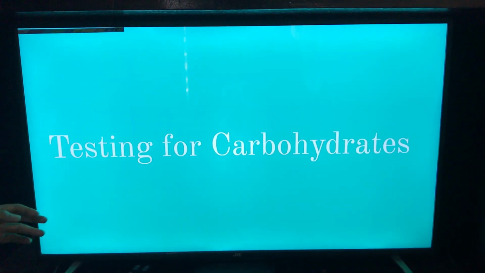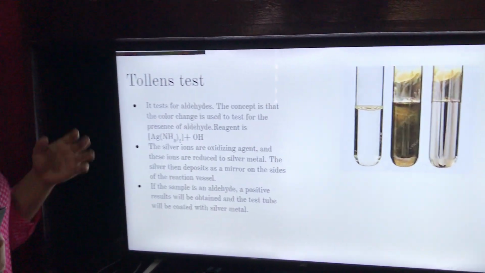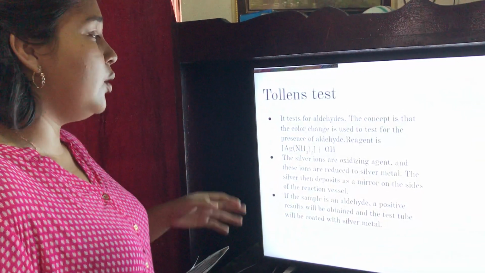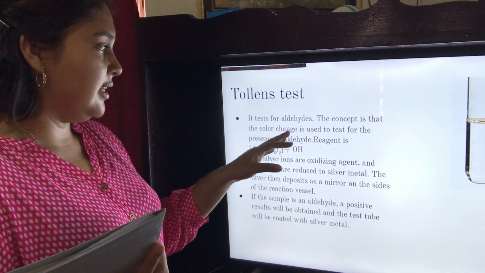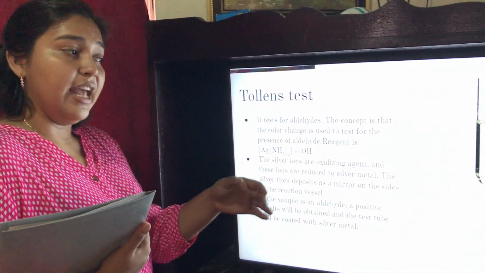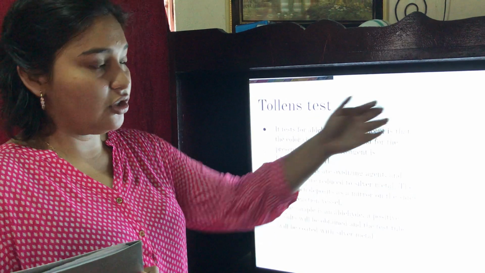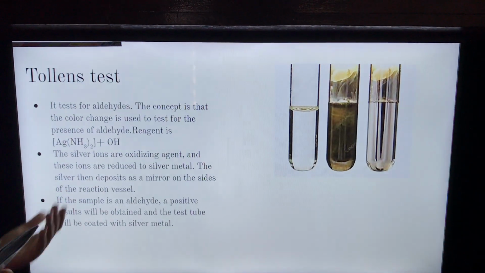Next slide. Now, we're going to test for carbohydrates. So there are a couple of tests that you can do to test for carbohydrates, but the first one that we will be talking about is a Tollens test. So this test tests for aldehydes, and the concept is that the color change will be used to determine if the substrate that we are testing has an aldehyde or a carbohydrate or does not.